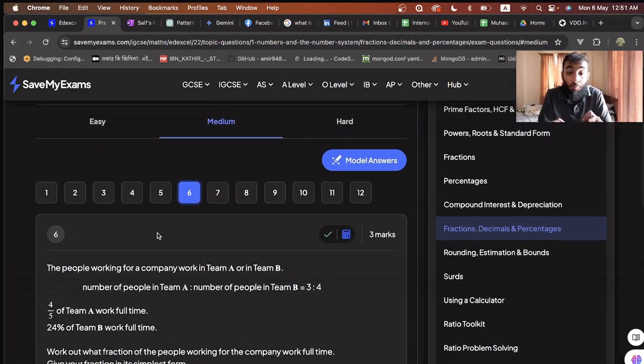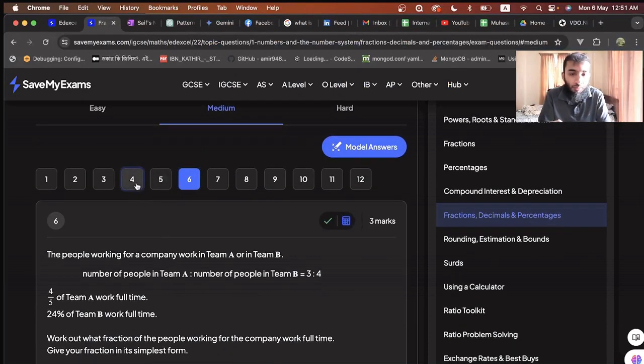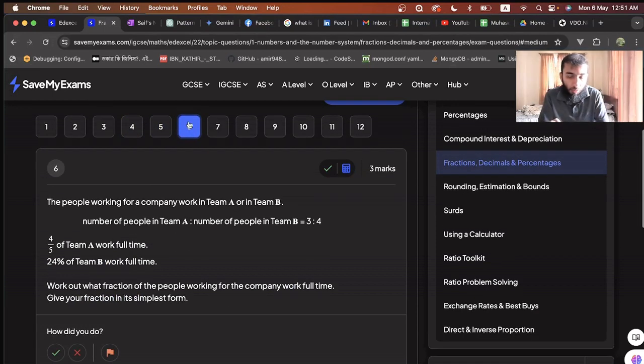Now I'll focus on problem number 6. Problems 4 and 5 are very similar to problem 3, so you can figure those out. So let's read the question. It says the people working for a company work either in team A or in team B. So there is no other team, only team A or team B, and all the people work for team A or team B.